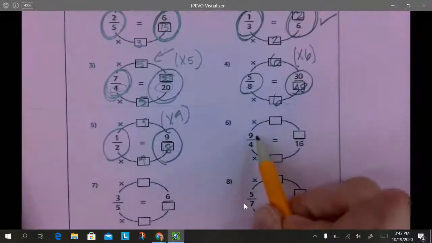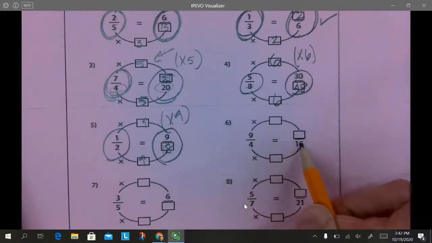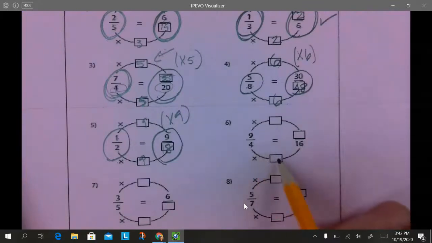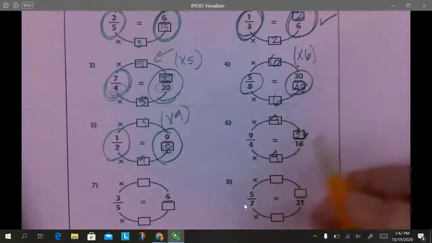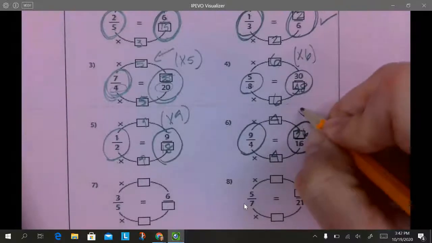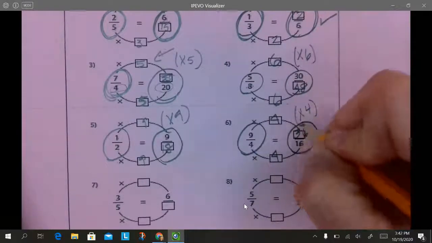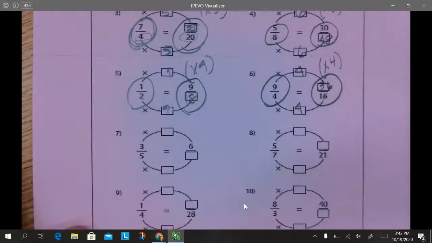Look at this one. 9 to 4 is equivalent to something over 16. Well, what did you multiply it by? 4 times 4 is 16. So 9 times 4 is 36. So these two ratios are equivalent. And they're equivalent because you multiplied it and increased it 4 times. Okay? Take a look at number 7.